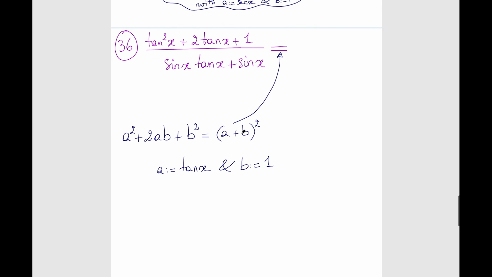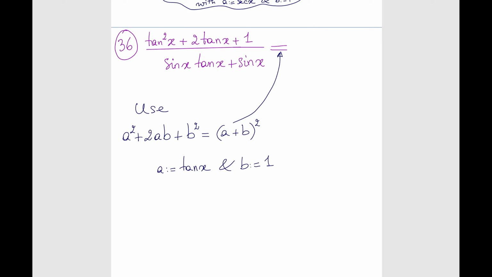So if you don't trust me, multiply a plus b by itself. So a plus b times a plus b, FOIL it out, you get exactly this. Okay, so my point now is I'm going to use this dictionary. That's my dictionary between this structure and this structure. a is tangent and b is 1. As such, what do we obtain?